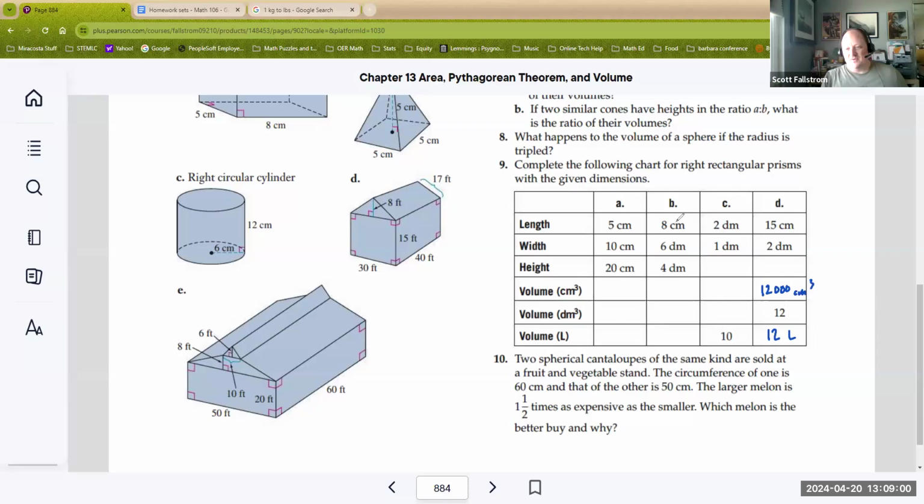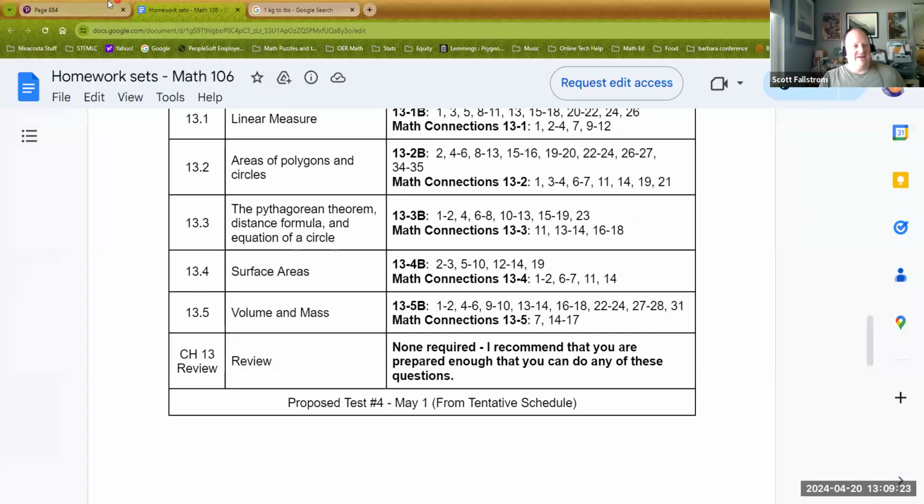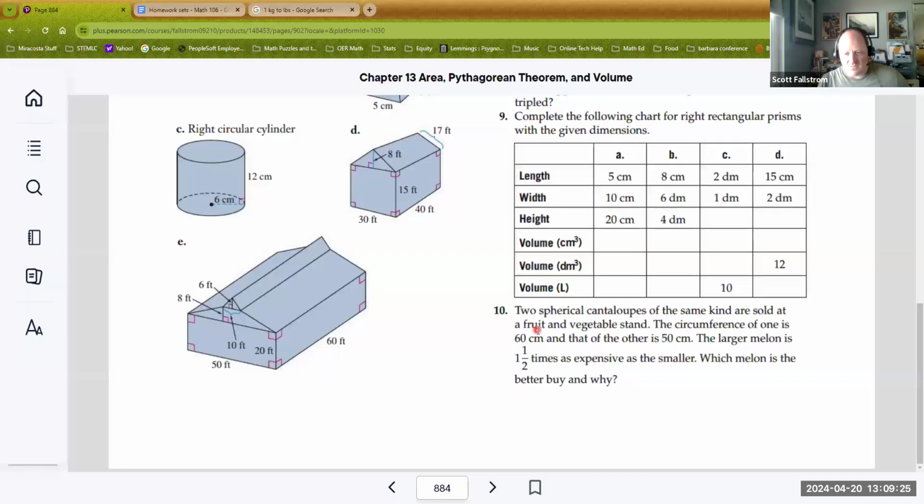Now be really careful as you read this table. The first one I did was all centimeters. The next one is centimeters, decimeters, decimeters. So either turn everything into centimeters or turn everything into decimeters as you're doing it to avoid any possible issues. Strong recommendation right there. Let's see here. I think these 9 and 10. Yeah. Okay.